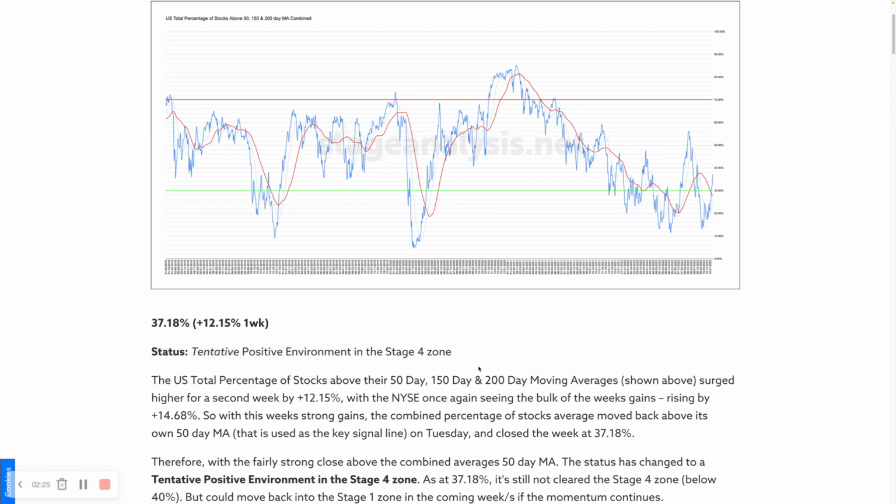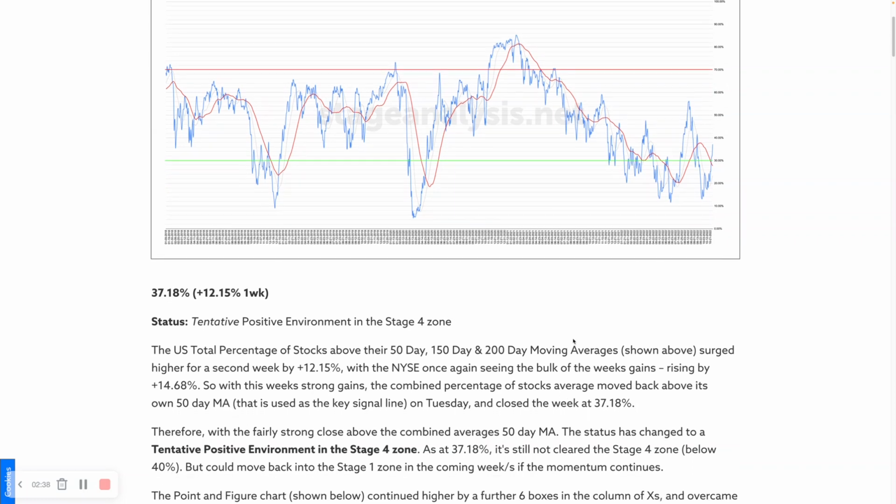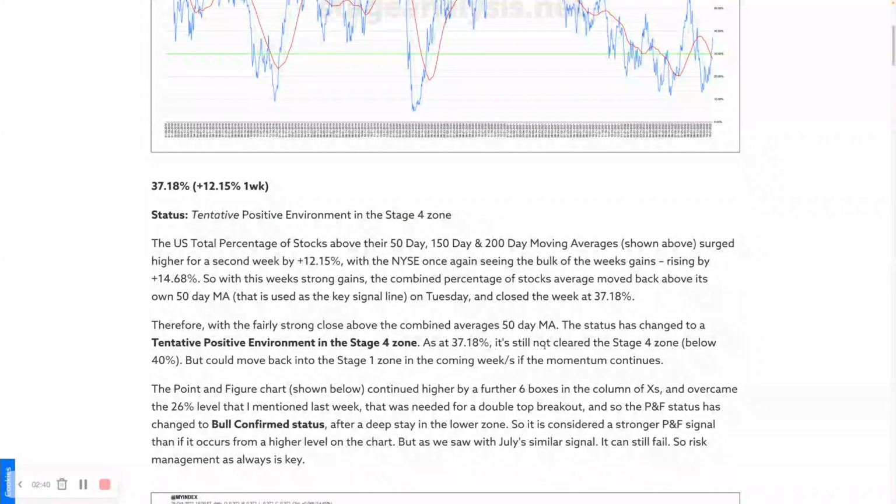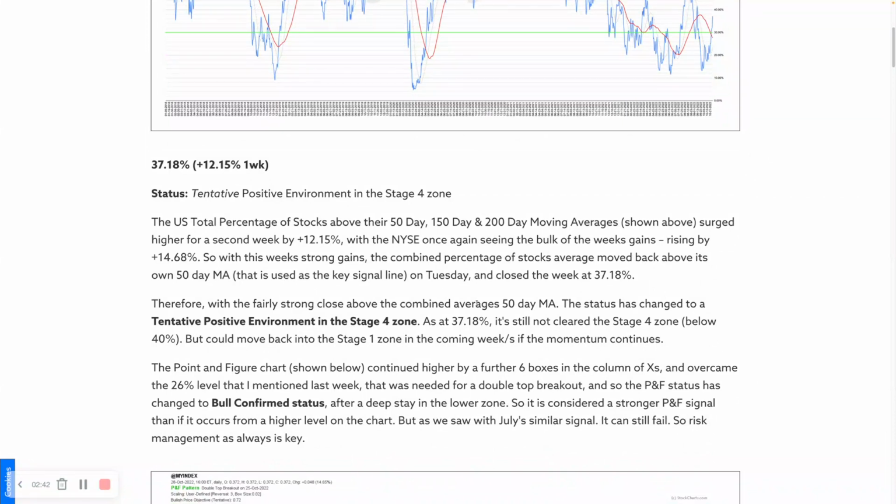So each week, as I said, I do a rating for this, where it's either a difficult environment, a neutral difficult environment, etc., and what zone it's in, whether it's in stage 4, stage 1, stage 2, etc. And then a little bit of commentary with each post. So at the moment, you can see we had a plus 14.68% gain on the week, which is very strong. So it moved us back above the 50-day moving average, which, as I said, is the key signal line for this, which happened on Tuesday.